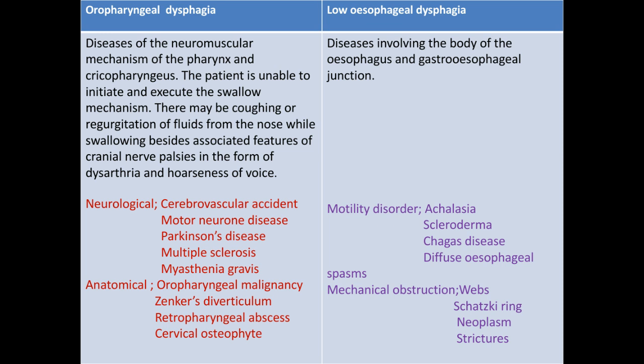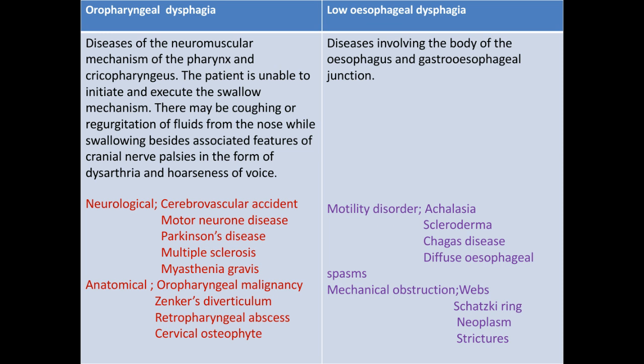For example, neurological causes like strokes, motor neuron disease, Parkinson's disease, multiple sclerosis, and myasthenia. Anatomical involvement of the pharynx and the cricopharyngeus may be due to oropharyngeal malignancy, Zenker's diverticulum, and retropharyngeal abscess.